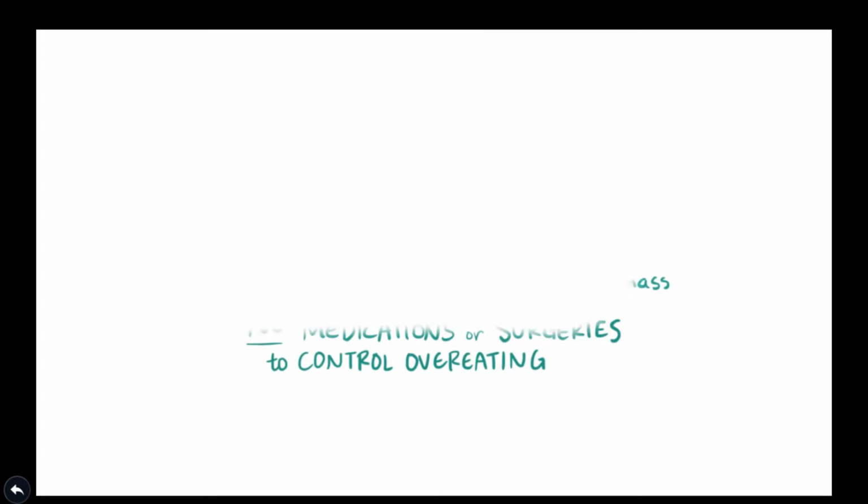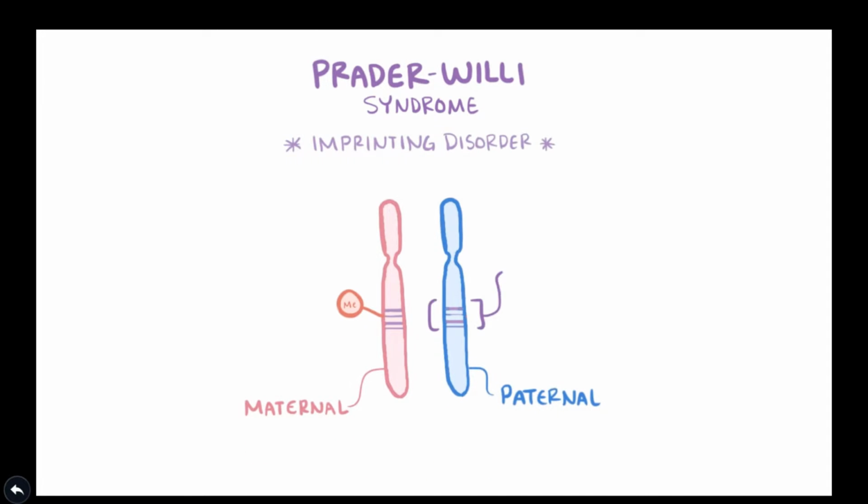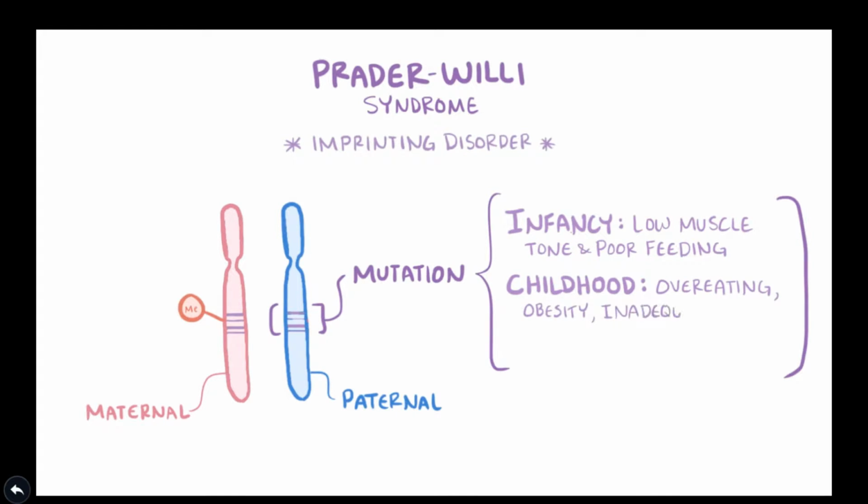Alright, as a quick recap, Prader-Willi syndrome's an imprinting disorder, where mutations only on the paternal copy of chromosome 15 cause the disease. In infancy, it causes low muscle tone and poor feeding. And then in childhood, it causes overeating, obesity, inadequate genital development, and low IQ.